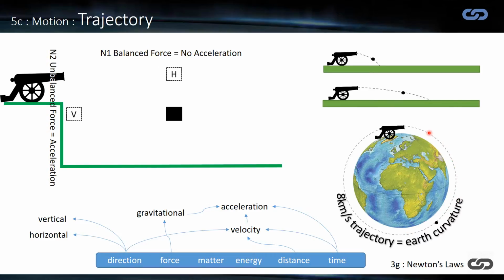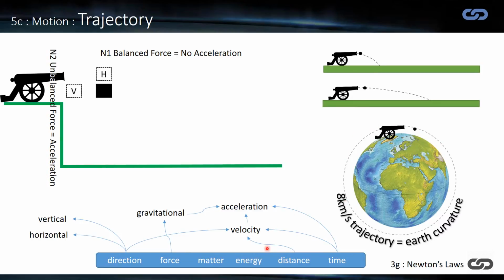So we have a balance between the object's natural tendency to want to carry on in a straight line, and we have gravitational force pulling it away from that line, and if the speed is just right, we get this curved path, and we call that an orbit.